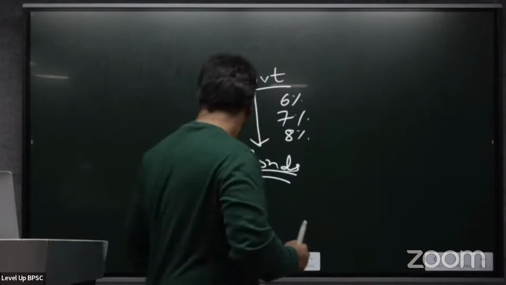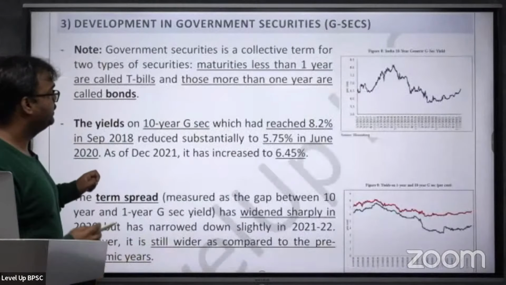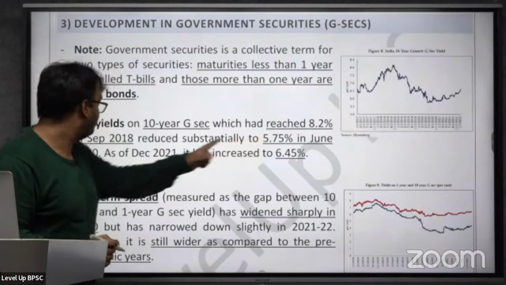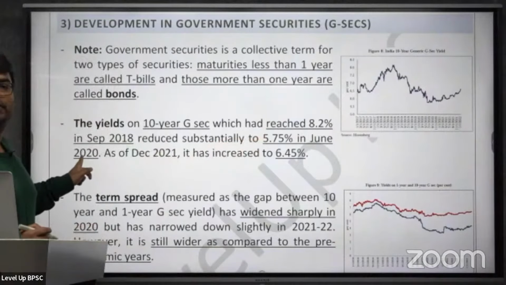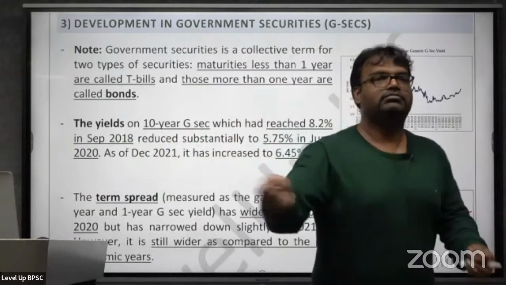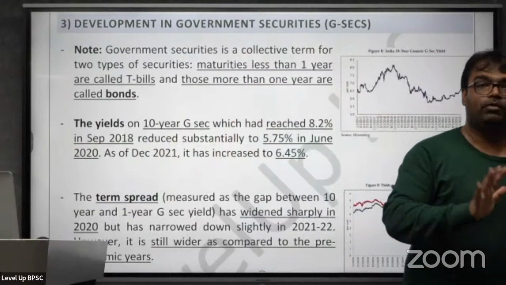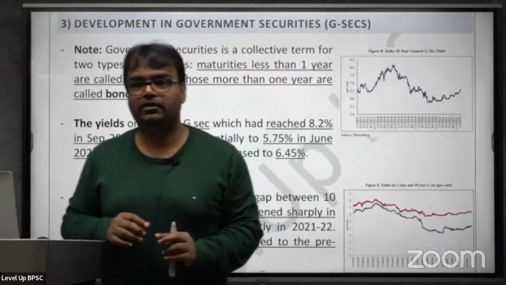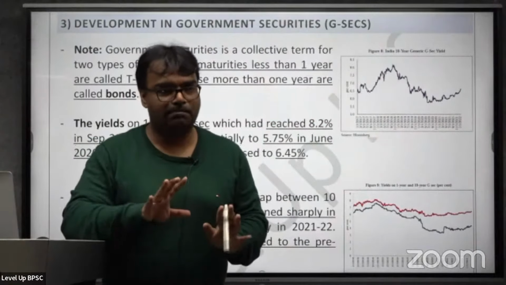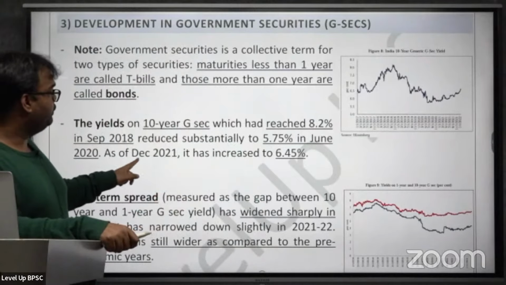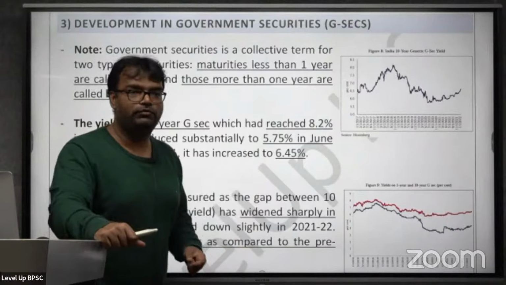This is what is being shown here. It reduced substantially to 5.75% in June 2020. Rather than putting money in stock market or other places, buy government bonds. Fixed interest rate तो मिलेगा, risk नहीं है डूबने का. This happened. Can you understand the logic? And then, as of December 2021, it has increased again to 6.45%.